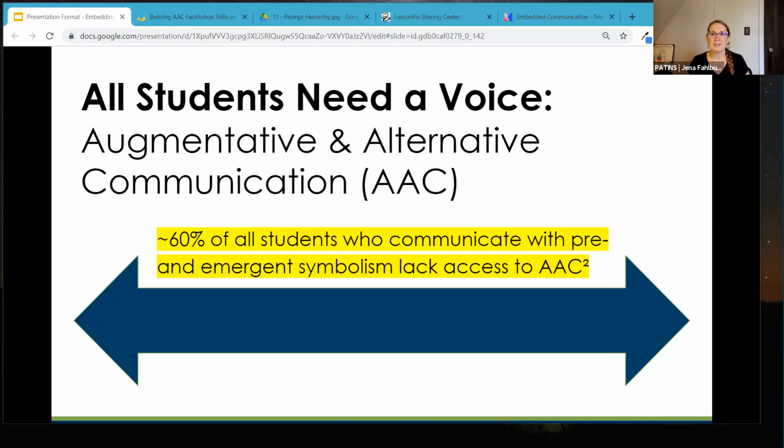This is something I came across recently that kind of surprised me back in 2012. So there's been some time that's passed, and maybe this has changed. But a collaborative project found that approximately 60% of all our students who communicate with pre and emergent symbolism lack access to AAC. So unfortunately, I think we're missing the ball with some of our kids. We're missing that mark to give them the communication that they so desire.